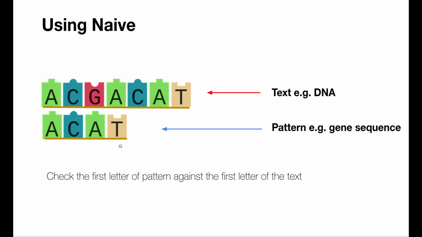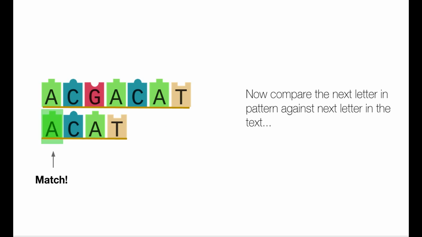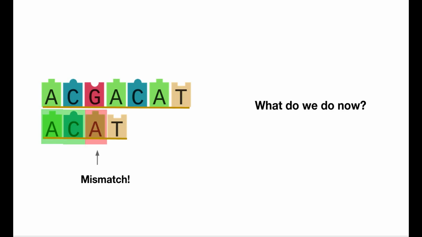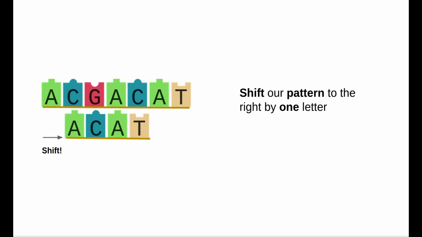To start off, we compare the first character in our pattern to the first character in our text. We find that it matches. We proceed to compare the next letter in the pattern to the next letter in the text. We discover it matches, so we continue by checking the next character. We come across a mismatch. What do we do next? Upon finding a mismatch, we shift our pattern to the right by 1.